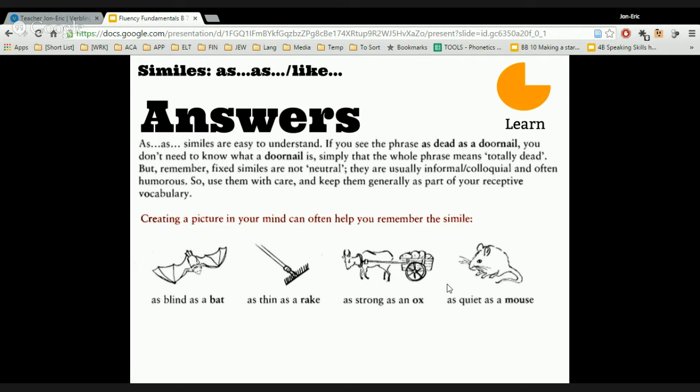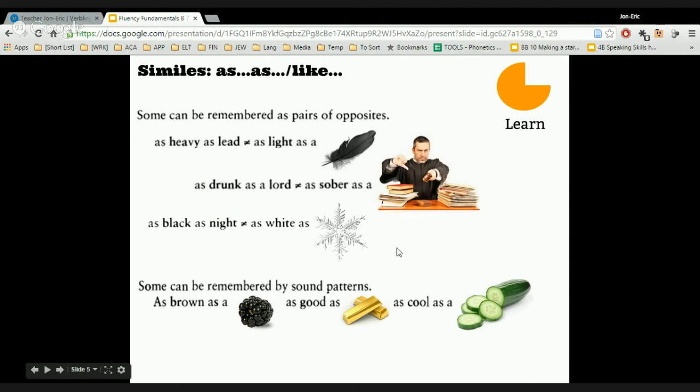So use them with care. In other words, you have to be careful since these are very informal. You might want to be careful who you're saying them to. I should say whom you're saying them to and when you're saying them. Use them with care and keep them generally as part of your receptive vocabulary. In other words, recognize them, but be careful how you use them. So let's take a look at some others.